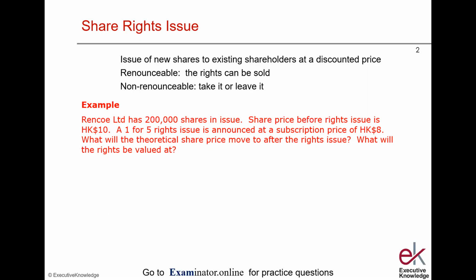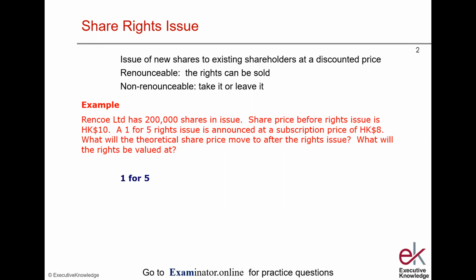So the example reads, Renco Limited has 200,000 shares in issue. Share price before rights issue is $10. So that's the market price. A 1-for-5 rights issue is announced at a subscription price of $8. That means for every 5 shares you hold, you get the right to subscribe for 1 more share at $8. What will the theoretical share price move to after the rights issue? What will the rights be valued at? Both of those questions can appear in an exam question.